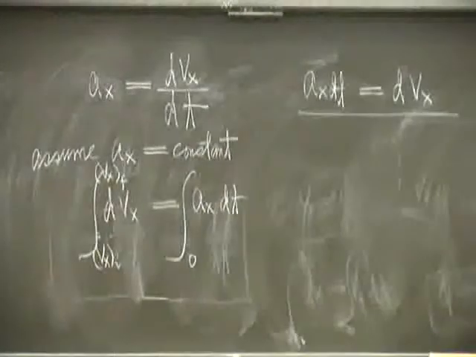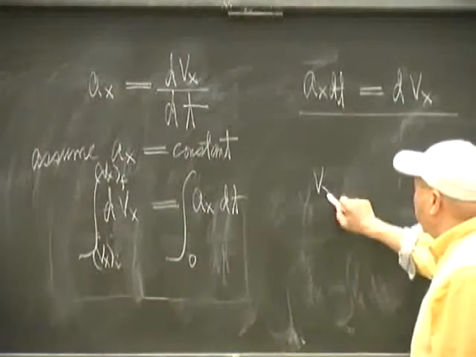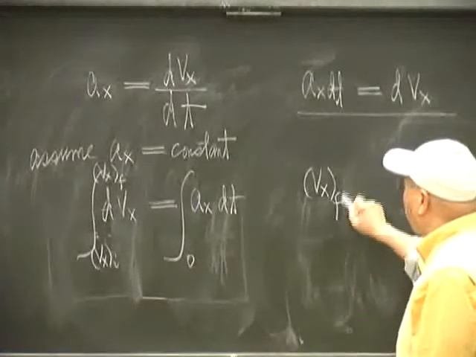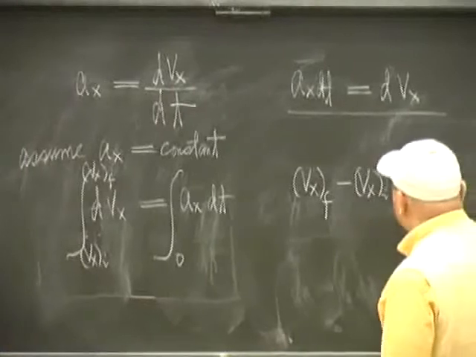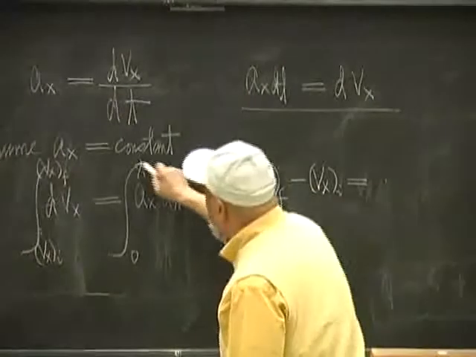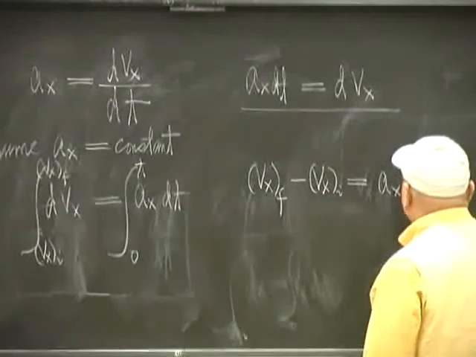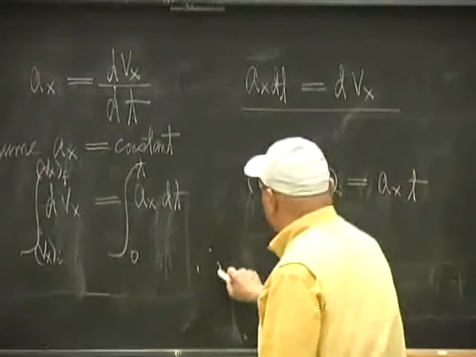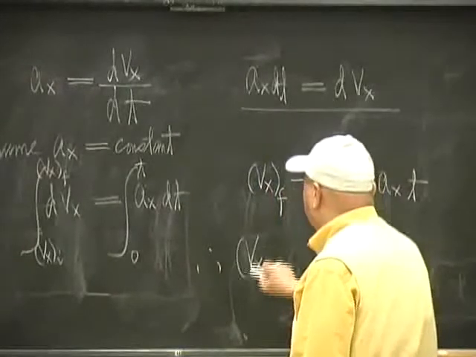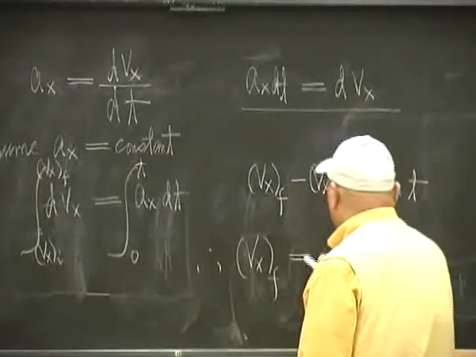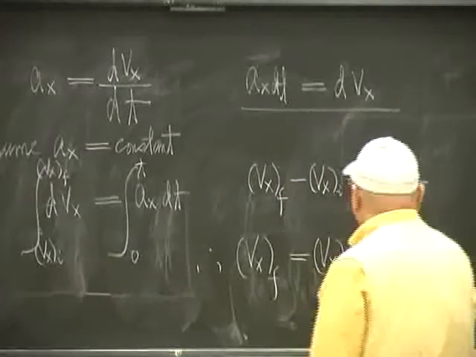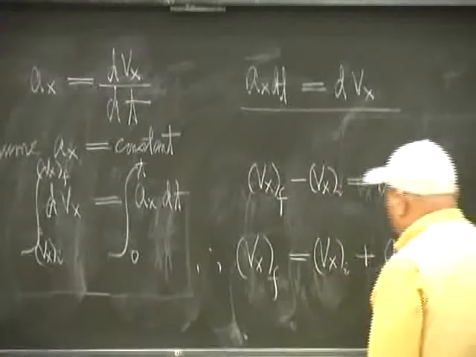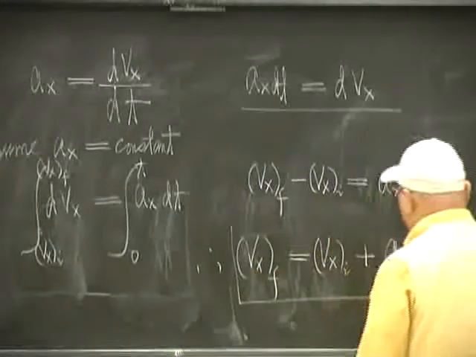So now after you do the integration, you have v sub x f minus v sub x i equal to a x times t. So ladies and gentlemen, we have v sub xf equal to v sub xi plus a sub x times t. The second one is important.